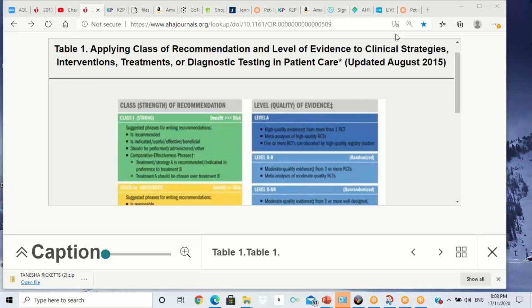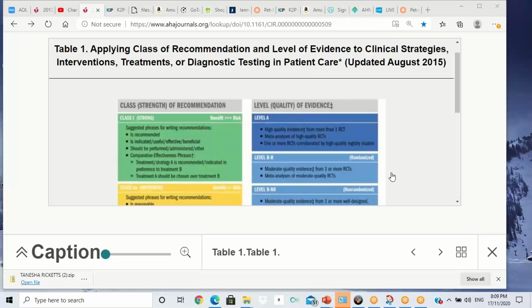Especially people doing exams, you need to know class 1 and class 3 indication. So again, when we say something as a class 1 indication, it may be a procedure or it may be a treatment, medication. It is recommended. And if you practice in the United States, then it's tantamount to malpractice if you don't prescribe the treatment or do the procedure. So it is recommended, it's indicated, it's useful, it's effective and beneficial, and it should be performed.